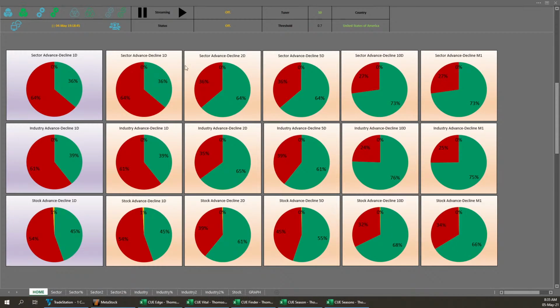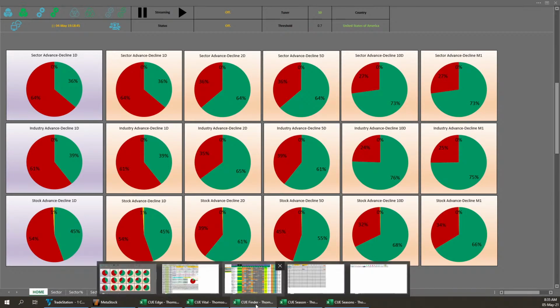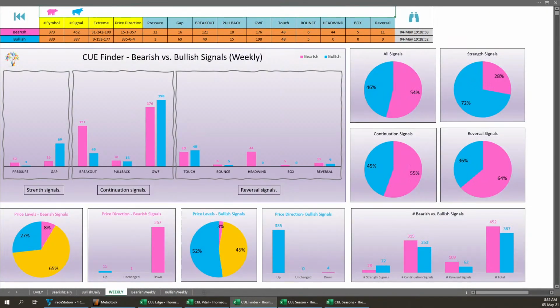I'll not go into the other sector charts. Let's go to Finder to see the technical breadth. This is a very powerful study, the actual technical breadth of your trading universe. I'm using S&P 1500 and all liquid stocks. It has more than 2000 stocks. The weekly market breadth, technical breadth, is now slightly more bearish than bullish. 54% of all signals are bearish. Strength signals are bullish overall because of the large number of gap ups.